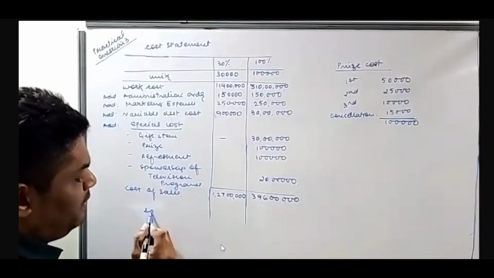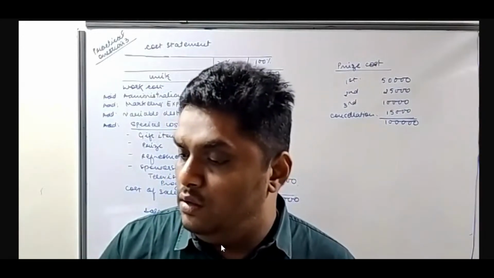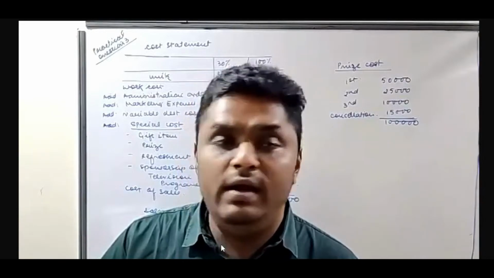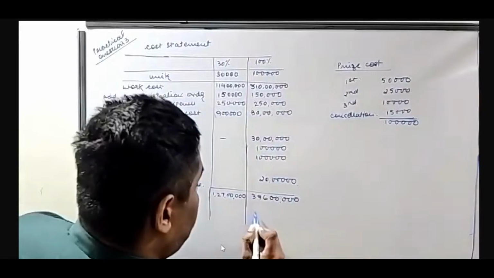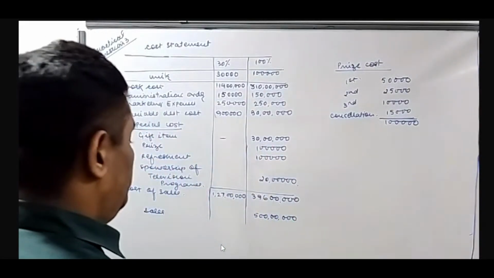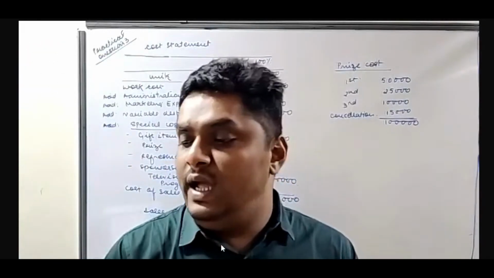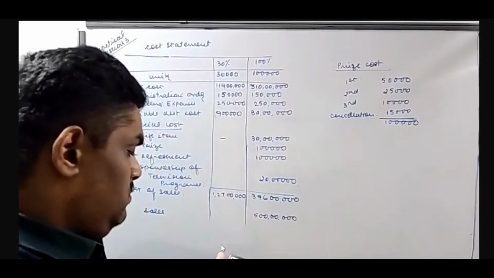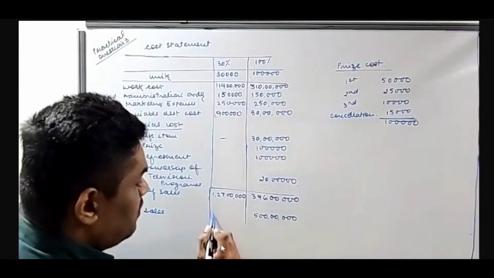Now let's calculate the profit amount also. Now see, if we want to sell 100% units, we can sell it at 500 rupees per unit. So 500 into 1 lakh. So 500 lakhs, that is 5 crores. And in this case, we can sell 30,000 units at 550. So this will be 1 crore 65 lakhs.